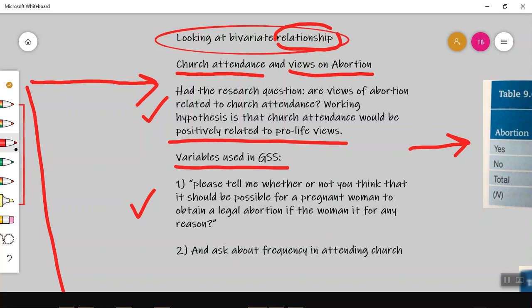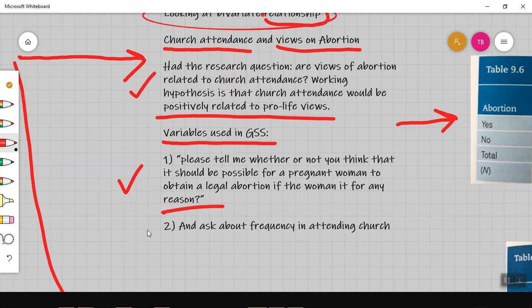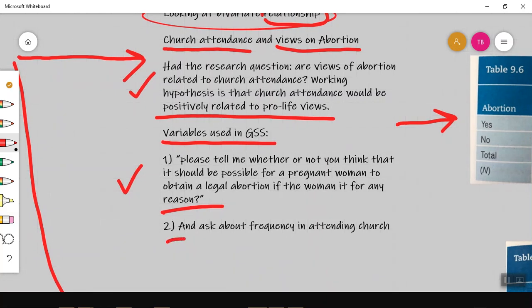Here's the question they asked: Please tell me whether or not you think that it should be possible for a pregnant woman to obtain a legal abortion for any reason. And the second one was, how often do you attend church? So these are the two variables they took a look at, and they converted it to this table.